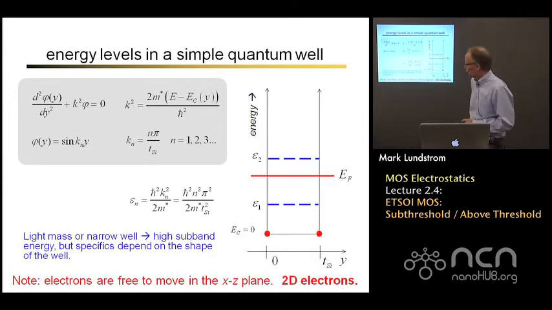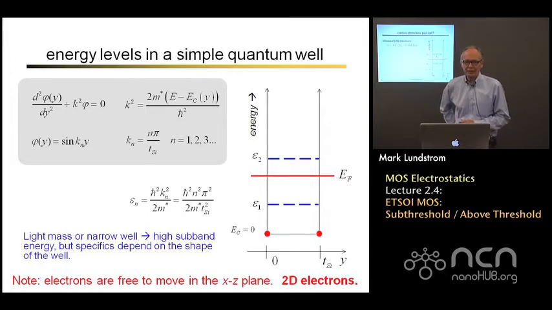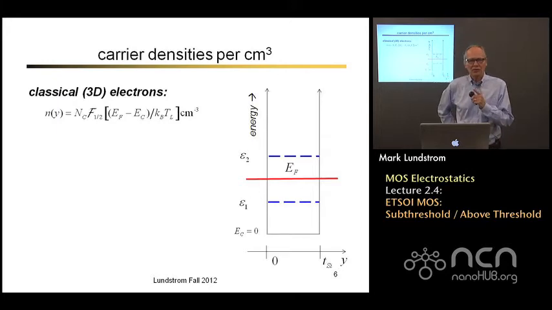Now, it's important to note that we're drawing an energy band diagram in the direction of confinement, normal to the channel in an SOI structure. In the YZ plane, normal to the sheet here, electrons are free to move. So they look just like propagating plane waves normal to the plane, but they're not free to move in the direction of confinement.